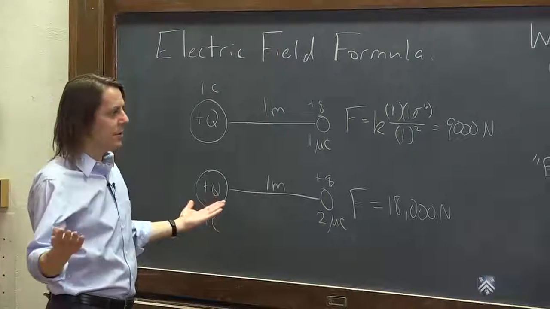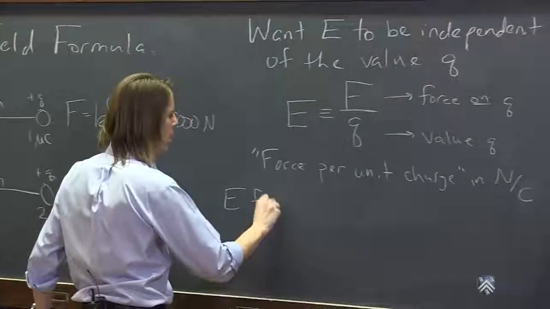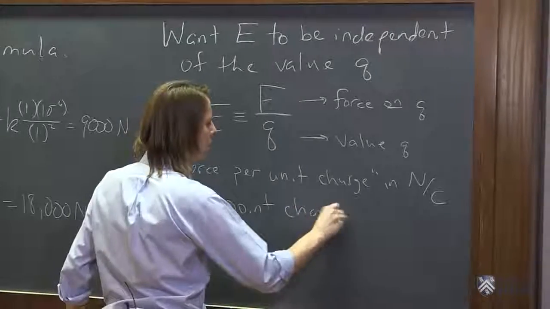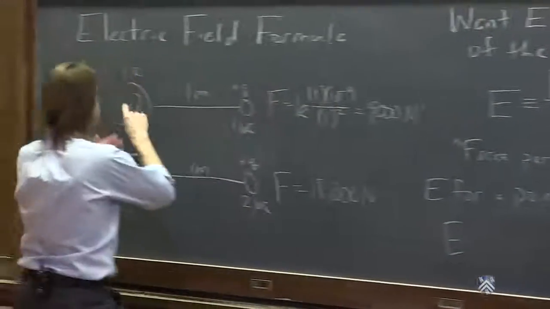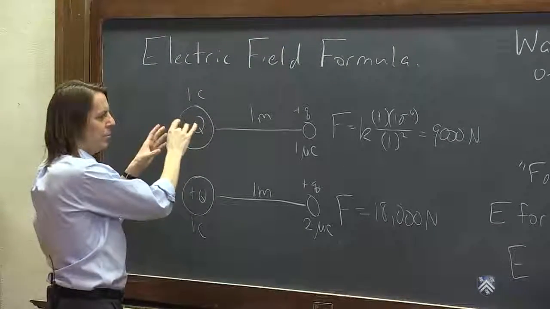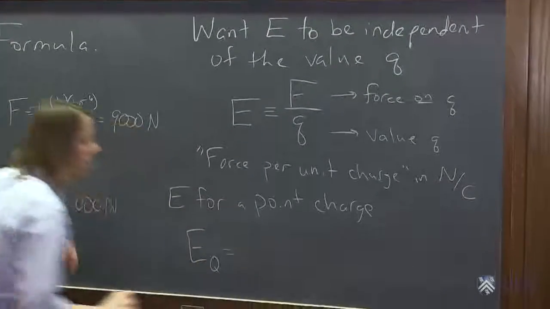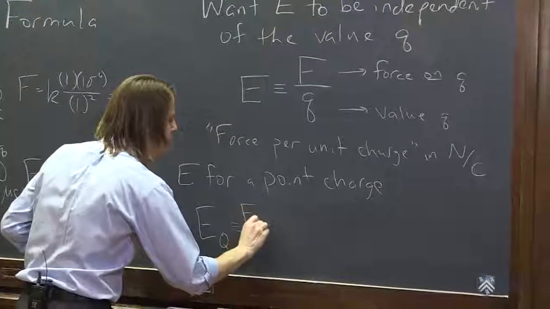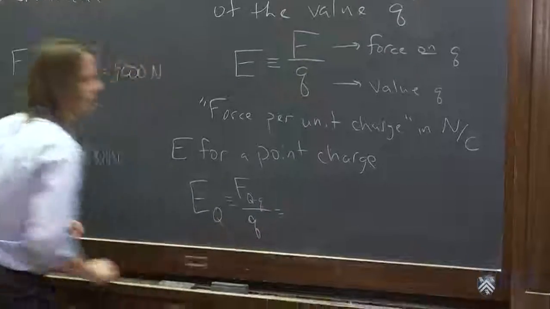So given that, we can get the E field for a point charge. All we've got to do is say E, and I'm going to use the subscript big Q to emphasize that this electric field only depends on big Q. It doesn't care about little q. So E of big Q is defined as the force that big Q would apply to little q over the value of little q, the little charge.